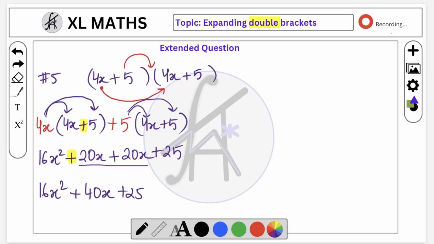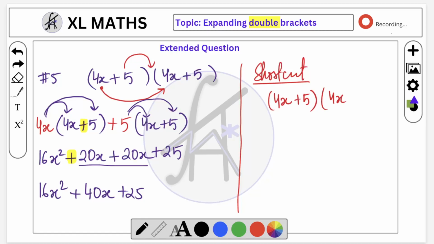Right? Let's check through our shortcut. Now, having discussed it for a few videos, I think you would understand the shortcut well. 4x plus 5 and 4x plus 5. What do we do first? We just multiply the terms having x. So we have 4x here and 4x here. Just multiply them. So 4 times 4 is 16, x times x is x squared.